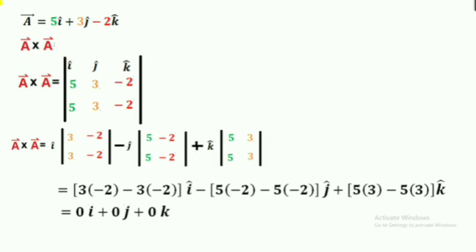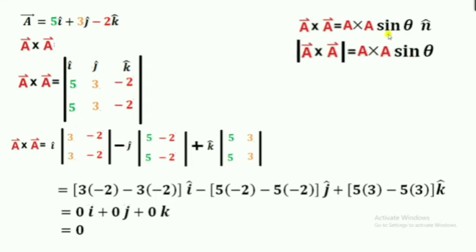Now let's find the angle between a and a. So we know A cross A is AA sine theta n cap. So in magnitude form I don't need to write n cap, so A cross A magnitude is A into A sine theta, but A cross A is 0, so I can write 0 is equal to A into A sine theta.